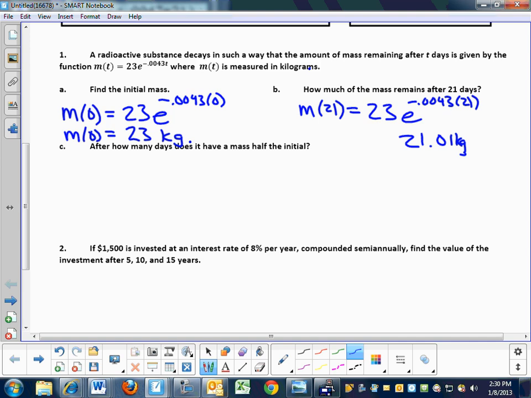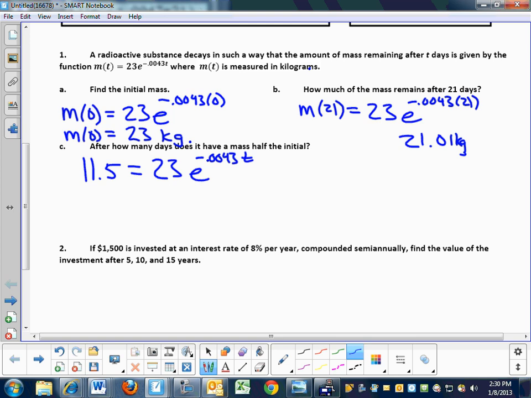Did we have to use a logarithm there to solve for that? Nope. Look at the next one, though. After how many days does it have a mass half the initial? What is half the initial mass? Its initial mass is 23, so what's half of that? So 11.5 is equal to 23 e to the negative 0.0043 t.